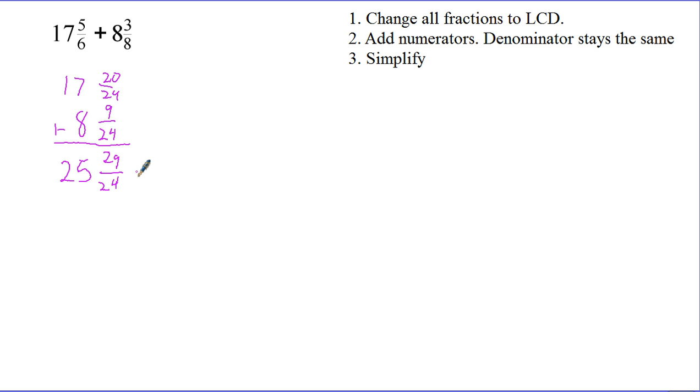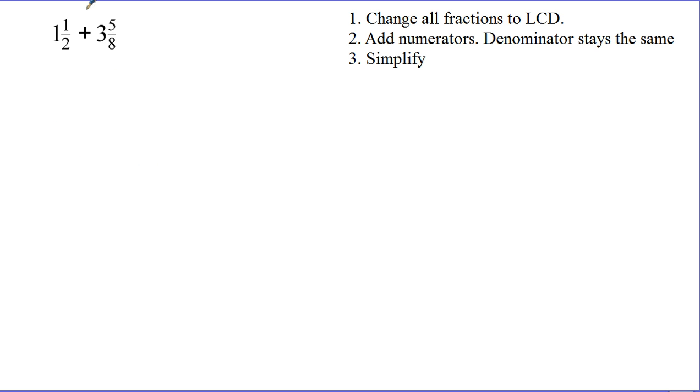Step 3, simplify. So I call that 1 and 5/24. Oh, I don't call it 1 and 5/24. I call it 26 and 5/24 because 29/24 is 1 and 5/24 added to the 25 that I got from the whole number addition. So again, I'm going to write it as a 1 and 4/8 plus a 3 and 5/8.